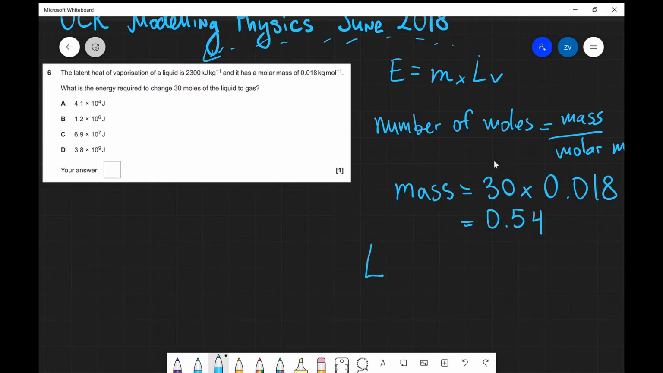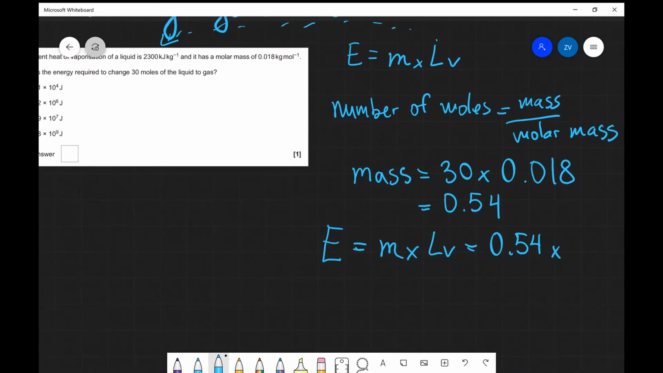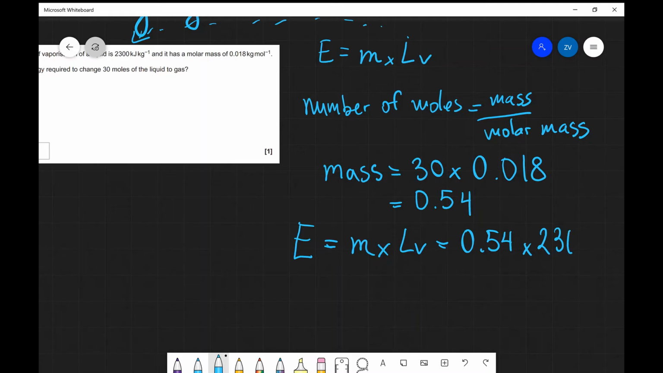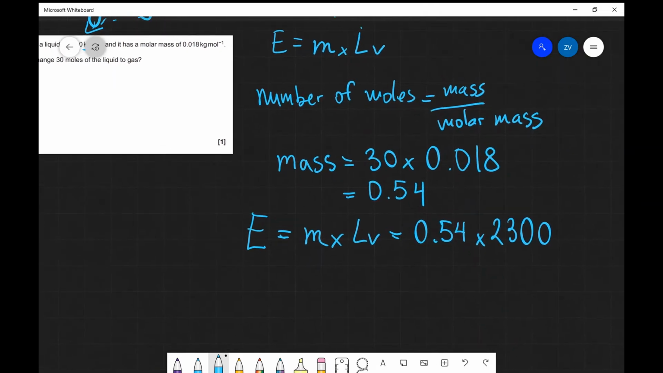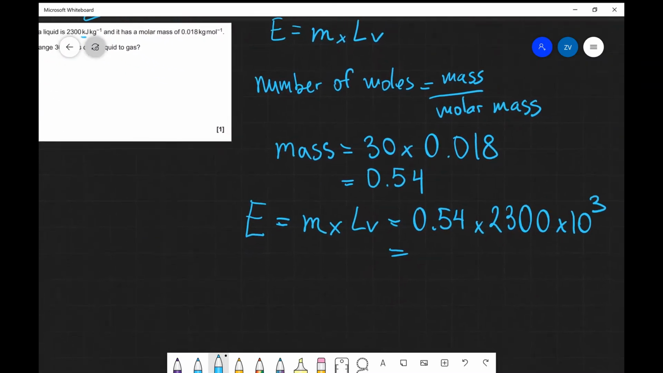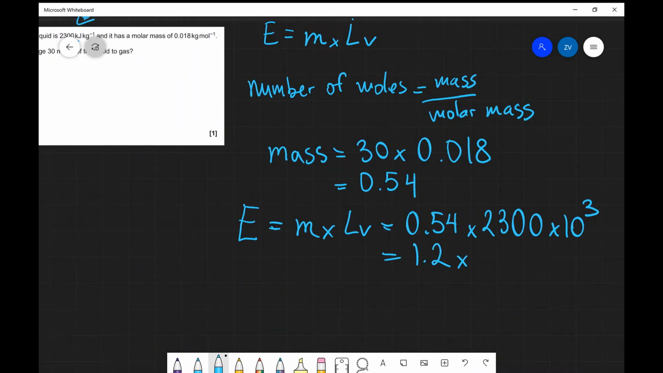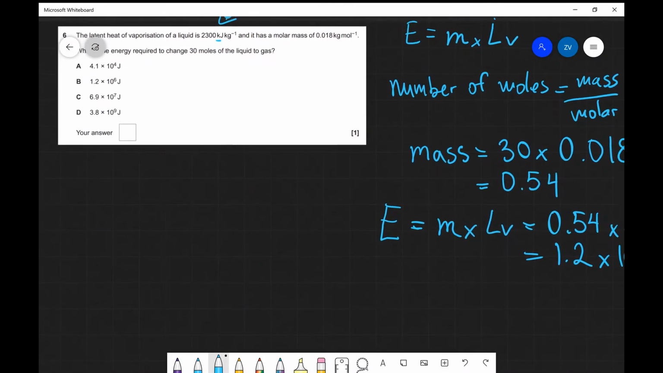What we can do then is multiply those out to get the energy. So the energy is going to equal the mass multiplied by the specific latent heat. Our mass is 0.54 kg multiplied by the specific latent heat, which is 2,300. They're kilojoules, so I'm going to multiply this by 10 to the power of 3. If we put that into a scientific calculator, we get approximately 1.2 multiplied by 10 to the 6 joules. So the correct answer is B.